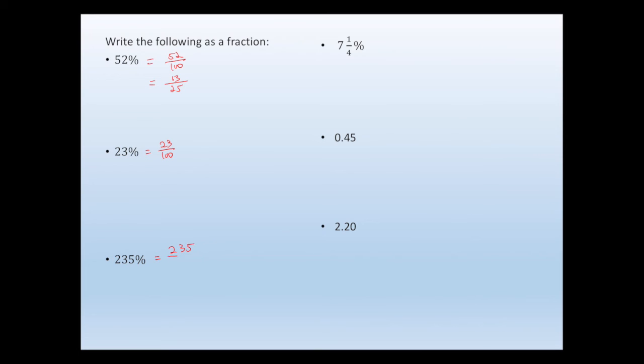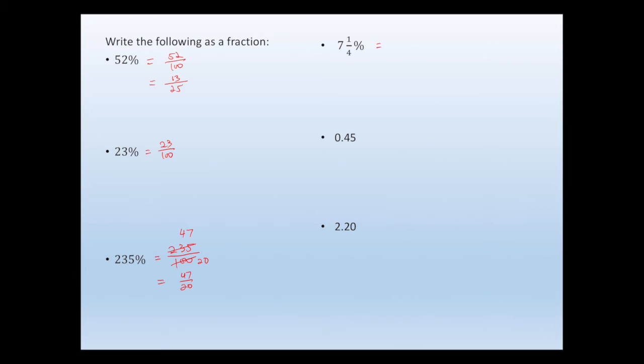235% is 235 over 100. And this time, we can simplify it. So if this is divided by 5, this would be 20. And 235 divided by 5 is 47. 47 over 20. That is fine if you leave it as an improper fraction.